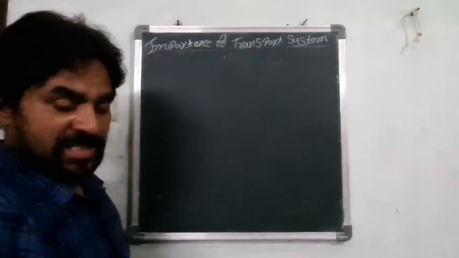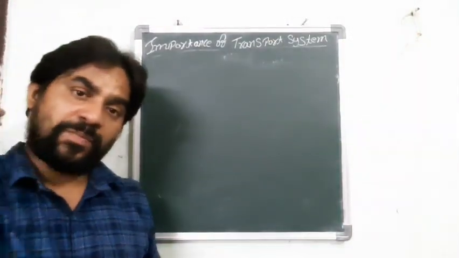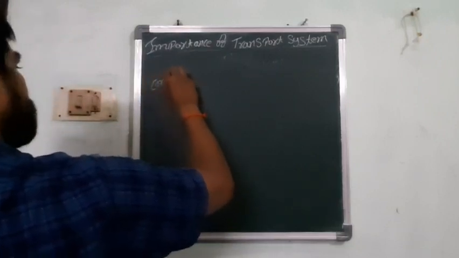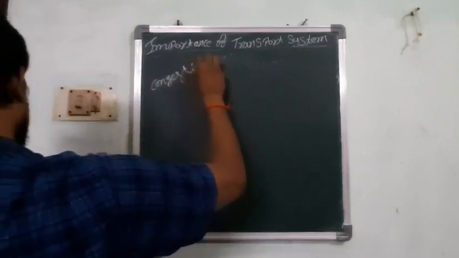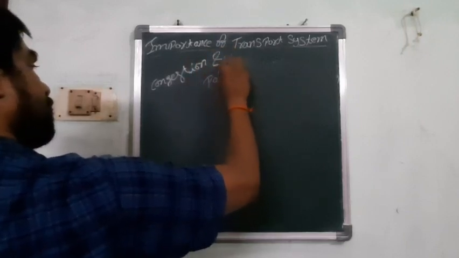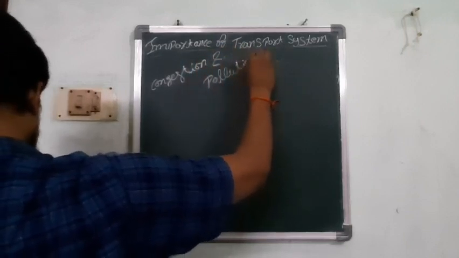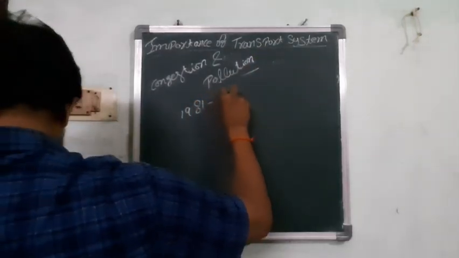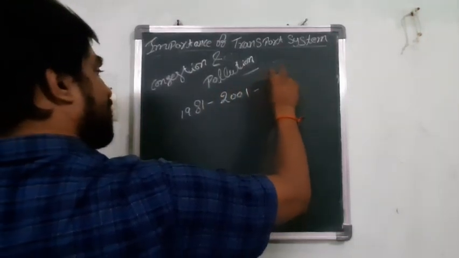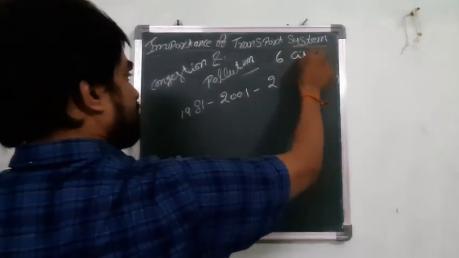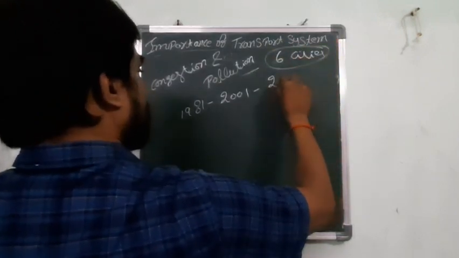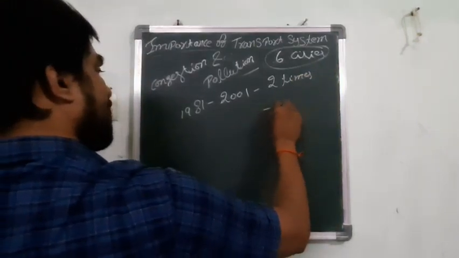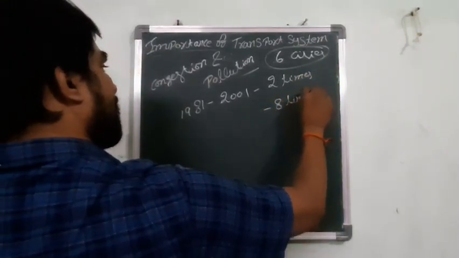Even then, there are some people who will choose bullock carts also. Now see congestion and pollution. See the time between 1981 to 2001, mainly in 6 cities, the population increased 2 times, but the vehicles increased 8 times.